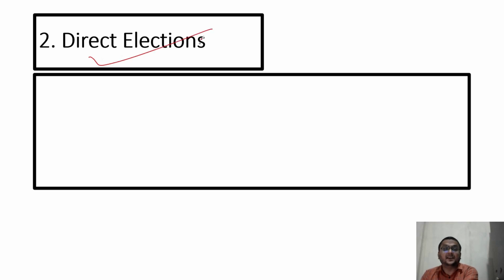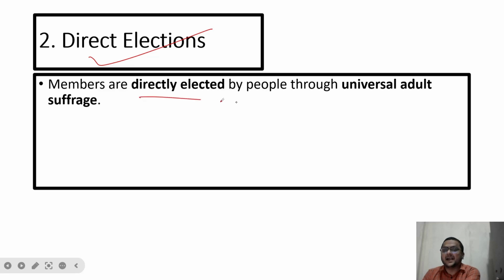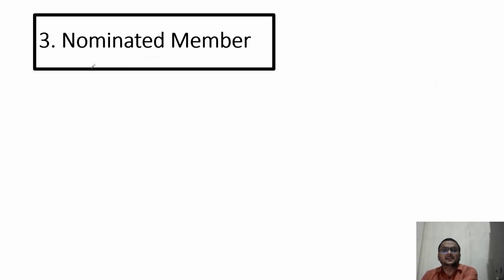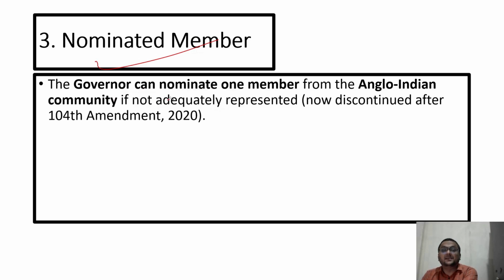Now let's look at the election of the state legislative assembly. Here we have direct election. Members are directly elected by people through universal adult suffrage. It means anyone who is 18 years or above, he or she can vote. Next is nominated member. Here the governor can nominate one member from the Anglo-Indian community if not adequately represented in the legislative assembly. But now it is discontinued after the 104th Amendment 2020. This practice is no more.